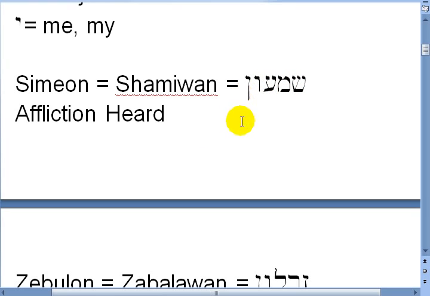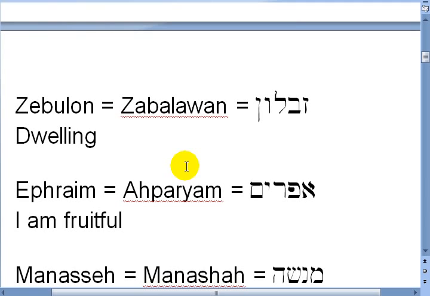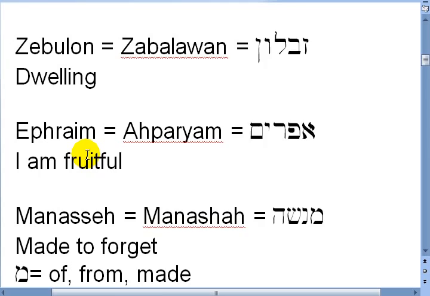All right, so the next one is Simeon, Shemayon. Shemayon, or Simeon, is affliction heard. That's how you say Shemayon or Simeon, which is affliction heard. The next one is Zebulon, Zabalyon. Zabalyon is dwelling.